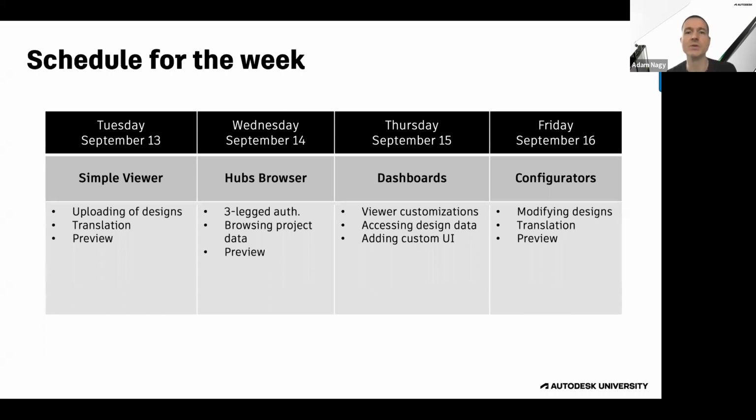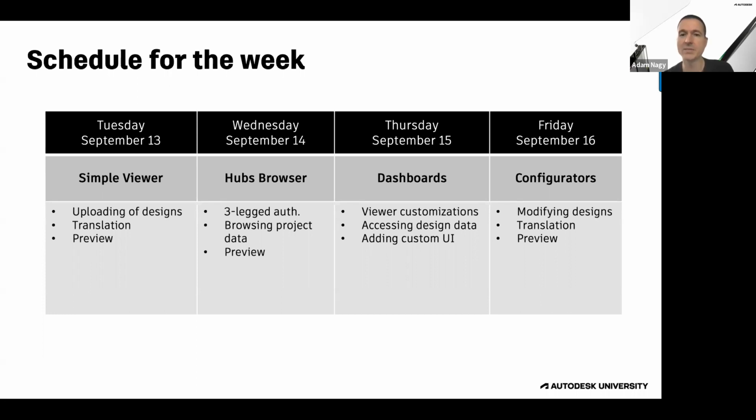In that case, we will be using a 3-legged authentication because the user needs to approve your application's access to their data. So that will be the 3rd leg. So again, just browsing projects and data. And then just like today, tomorrow as well, you will be able to preview a given file that you're interested in directly inside your own web page.